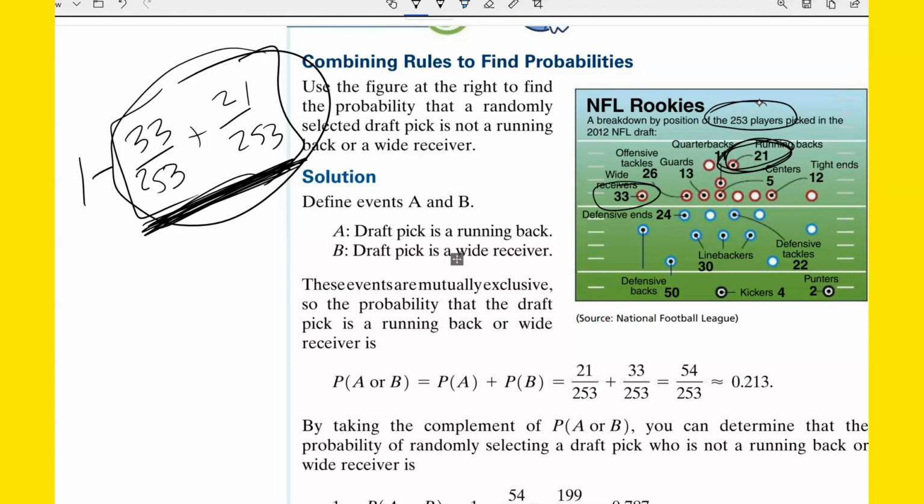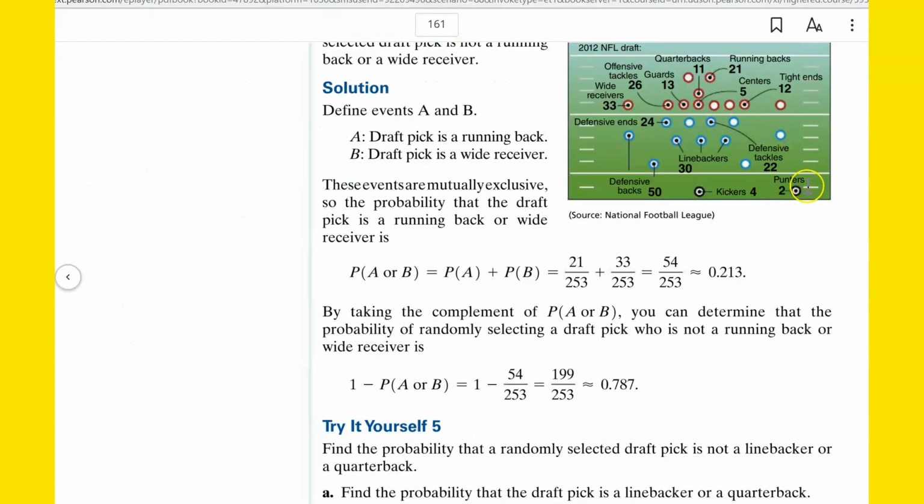So my total answer there will be, let's see here, will be 199 out of 253, or 0.787. And that finishes us up for section 3.3.